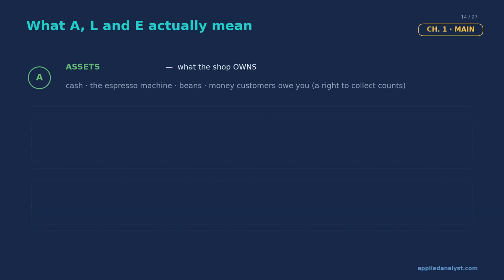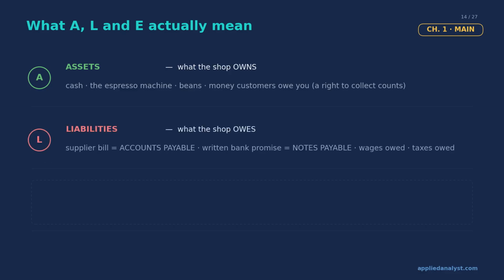So what are those three words really? Assets are what the shop owns, the resources it uses to make money. Cash, the espresso machine, the beans, and even money customers still owe you, because a right to collect is a resource too. Some you can touch and some, like a trademark, you can't. Both count. Liabilities are what the shop owes.